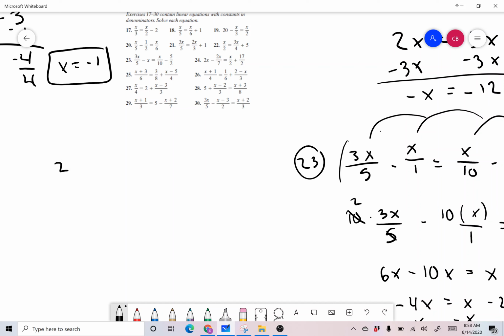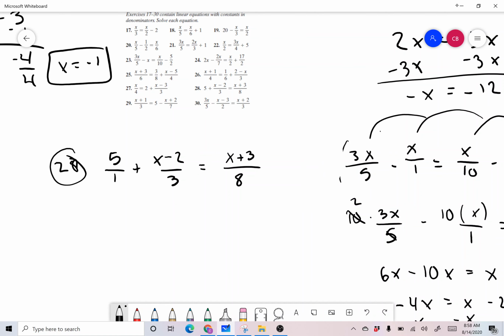Let's do 27. We have x over 4. Actually, no. Let's do a harder one. Just one with 2. Let's do 28. I want one with 2 of these. So we have 5 over 1 plus x minus 2 over 3 equals x plus 3 over 8. Let me make sure I got that down right. X minus 2. Okay. So we've got this going on.